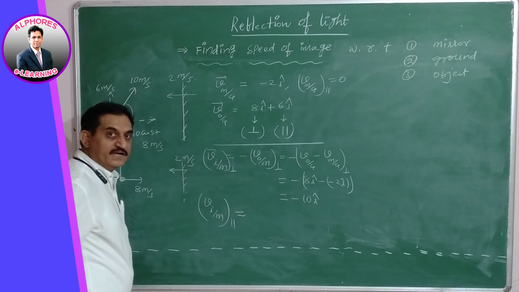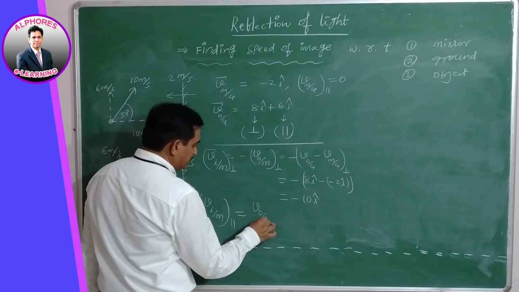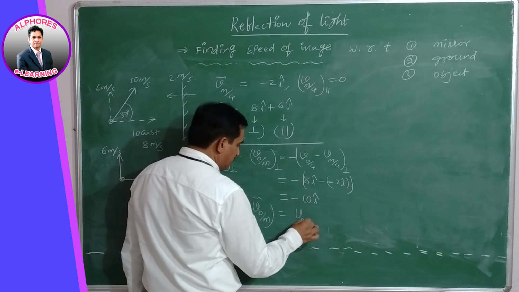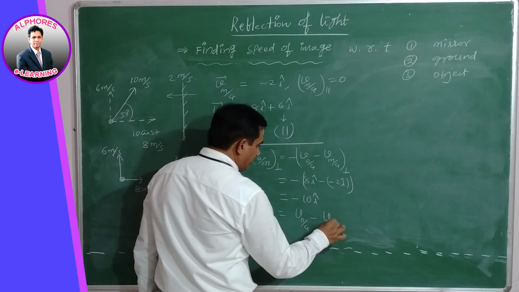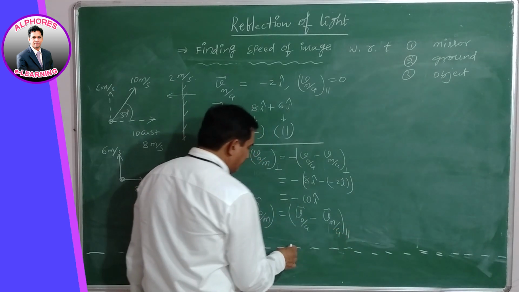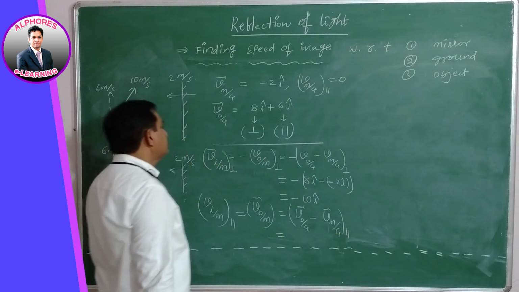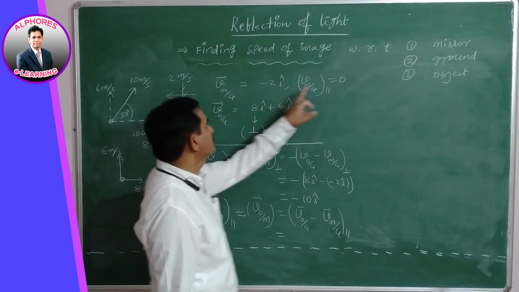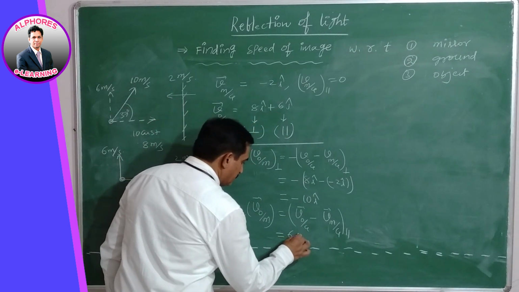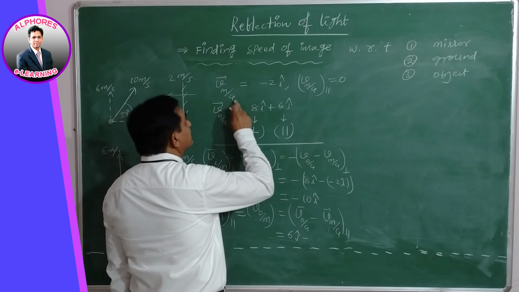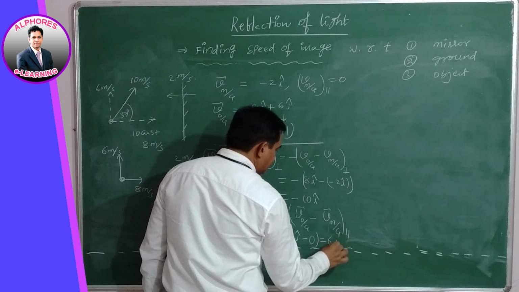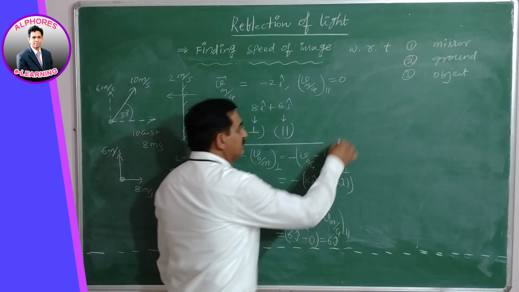For this again the formula: speed of object with respect to mirror, which is relative velocity, object with ground minus mirror with ground, parallel component, and substitute the values here. Object with ground parallel component is 0. Sorry, object with ground parallel is 6j, minus mirror with ground, that is 0. You will get 6j.